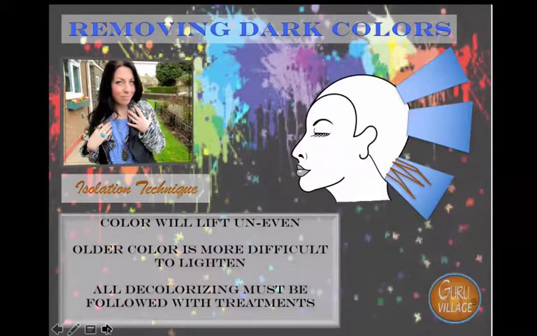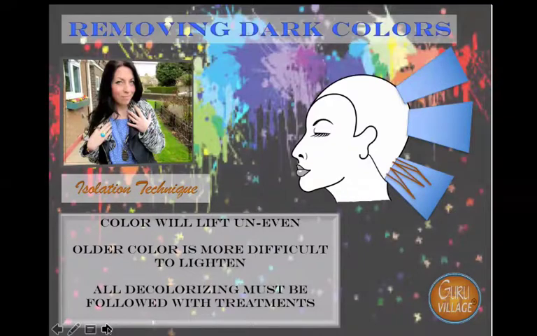Remember these things. Color will lift unevenly because this hair is porous. It's older hair. It's had color on color, so it has variations in porosity. It only makes sense that it will not lift evenly. So you have to use that darkest section of hair as a guide, and also the lightest section of hair. Remember this, that yellow is a sign of life, so as long as the lighter colored hair has yellow still in it, it's still going to have some integrity. Older color is more difficult to lighten. That's a key essential thing. The older the color, the more difficult it is to lighten.